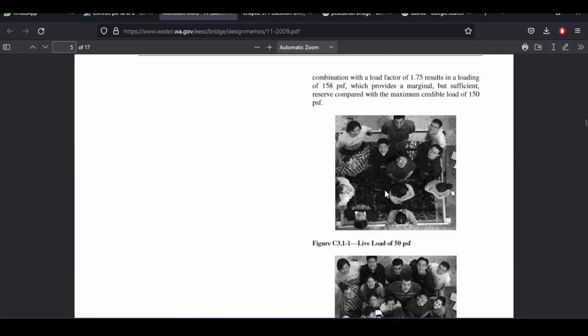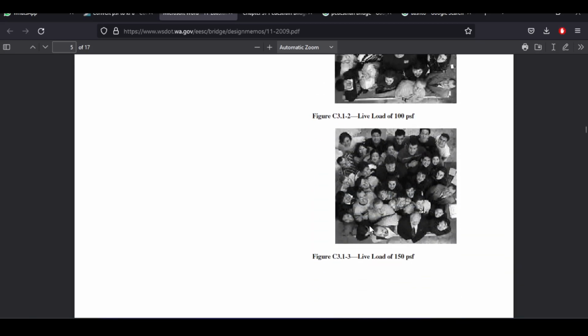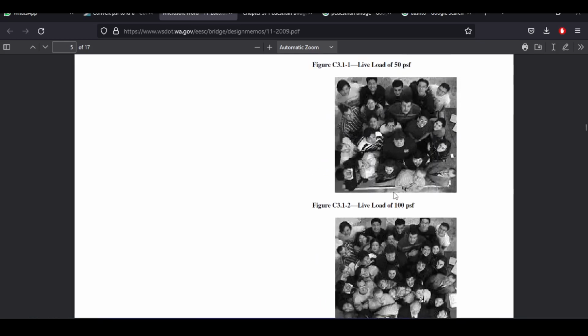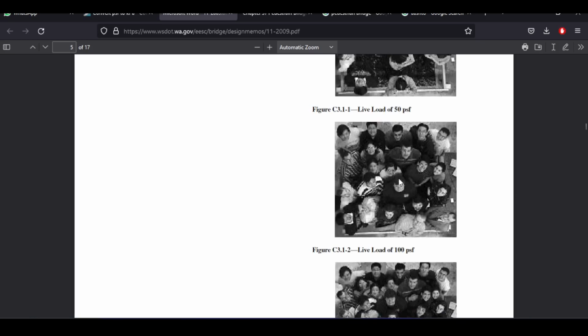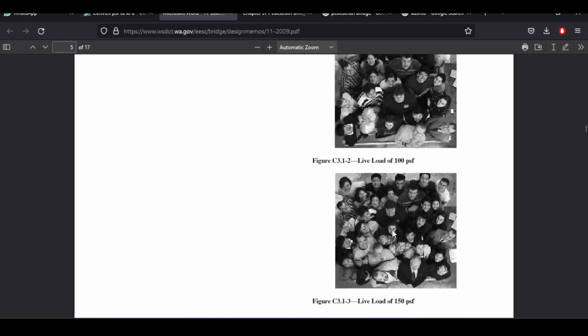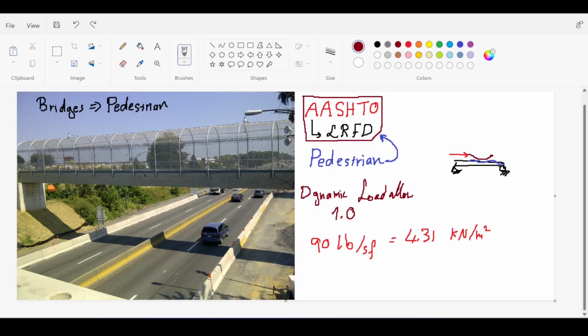Now, it shows you here live load 50 PSF, live load 100 PSF, live load 150 PSF. So you can see that this is possible. This is not really likely, and this is highly unlikely. But still, in the end, the words likely and unlikely are determined by the code, and the code determines 90 pounds per square foot.